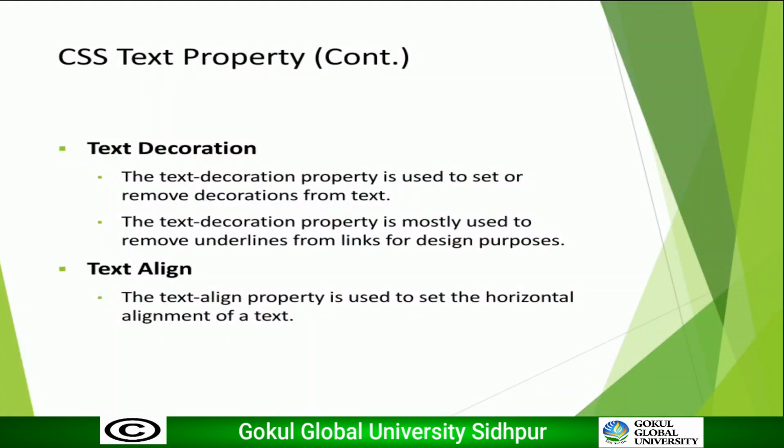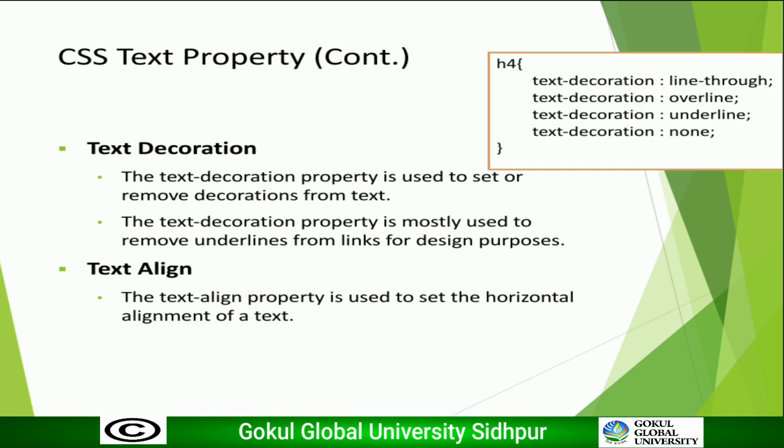Text decoration. The text decoration property is used to set or remove the decoration from the text. The text decoration property is mostly used to remove underline from links for design purposes. See the example. The text-decoration property with different values: line-through, overline, underline and none.